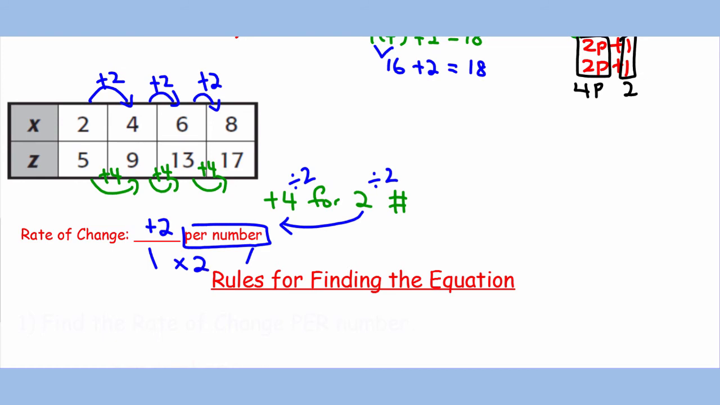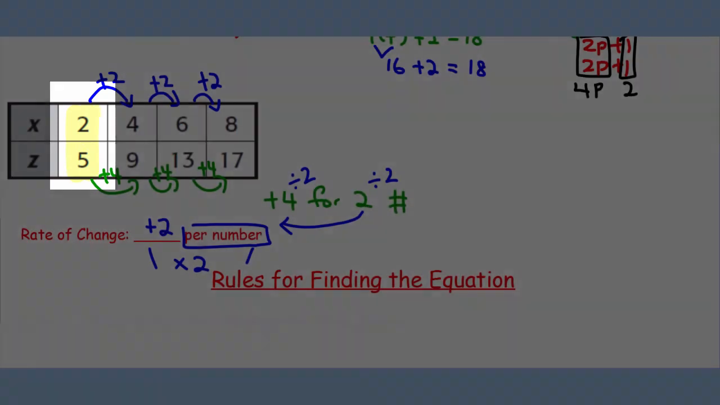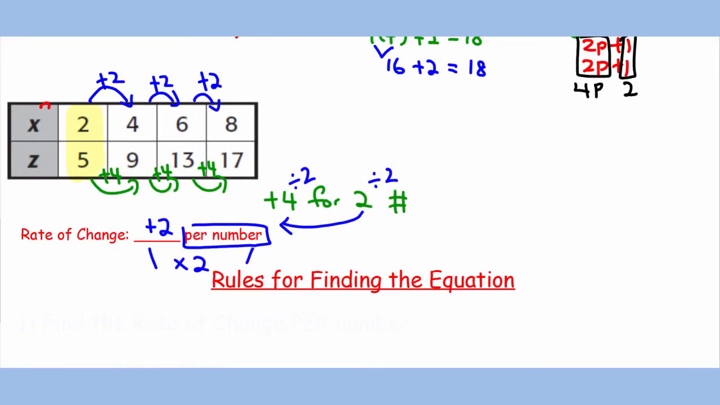And now let's check and see if we need anything else in the equation. In this case, this is the first number. So if I take 2 times 2, it does not give 5. We need to add 1 more to it. So after times 2, we also need to add 1, which will bring us to the rule of 2 times x, which is 2x plus 1 equals z.